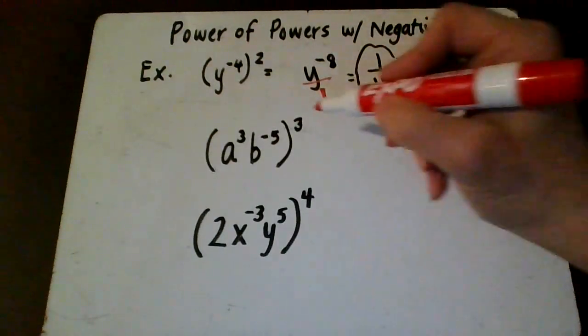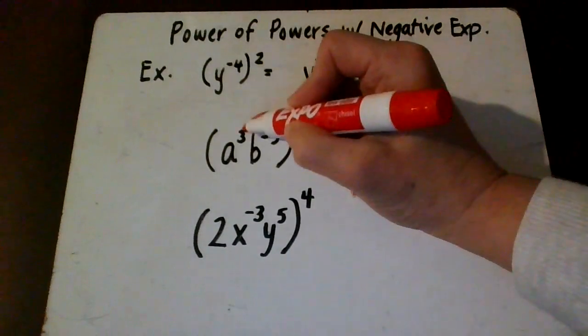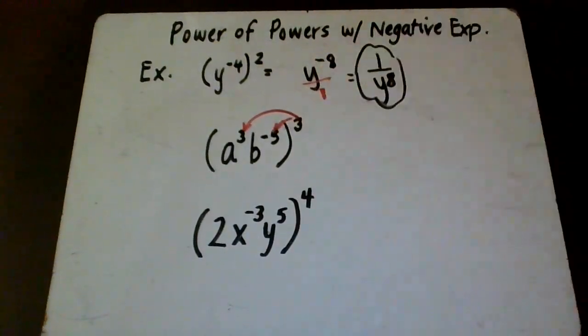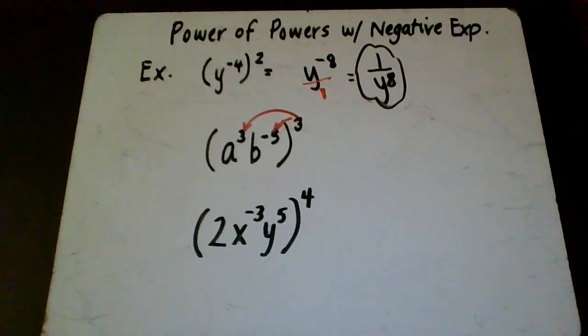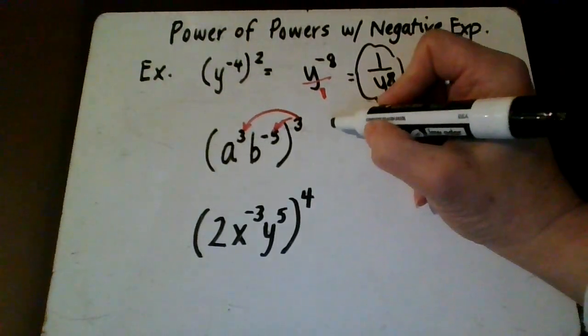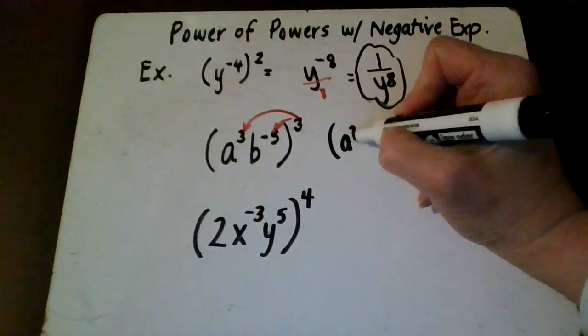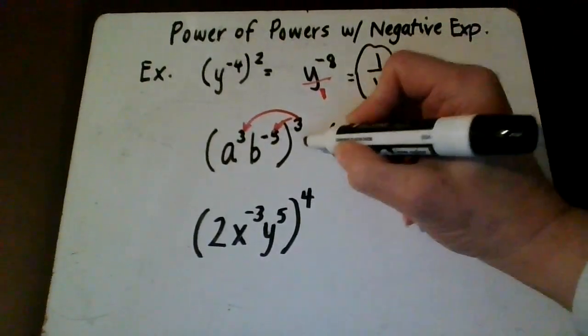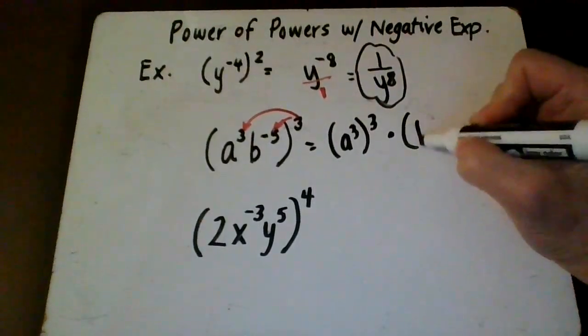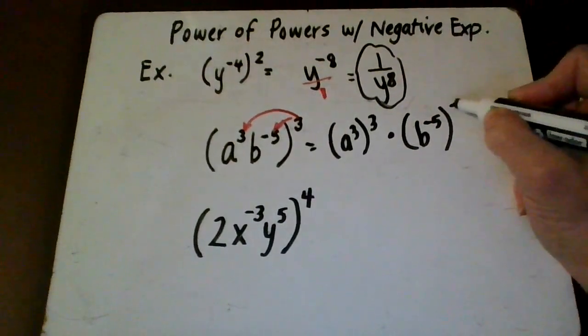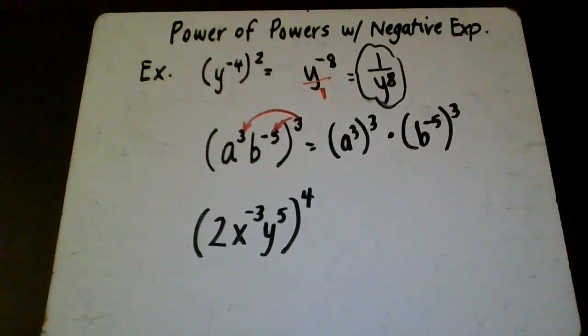First thing I need to do is distribute that 3 to both the A and the B. I'm going to rewrite that over here. So this is going to be A to the third, all to the third, times b to the negative 5, all to the third, so you can kind of see each step.